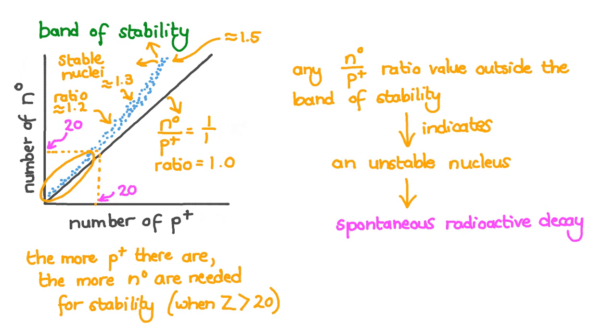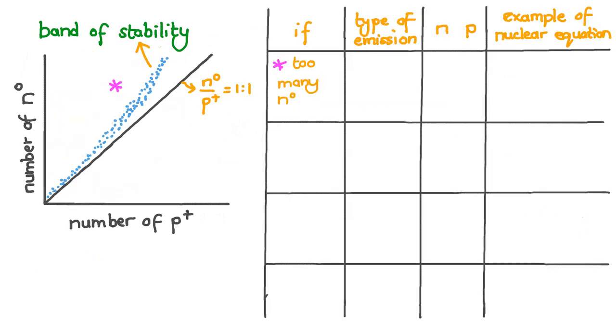So how does the band of stability help us to determine which type of radioactive decay will occur for an unstable nucleus? When the neutron-to-proton ratio is to the left of the stability band, this indicates that there are too many neutrons in the nucleus. The isotope or atom will emit a beta particle. Beta particles are like high-energy electrons.